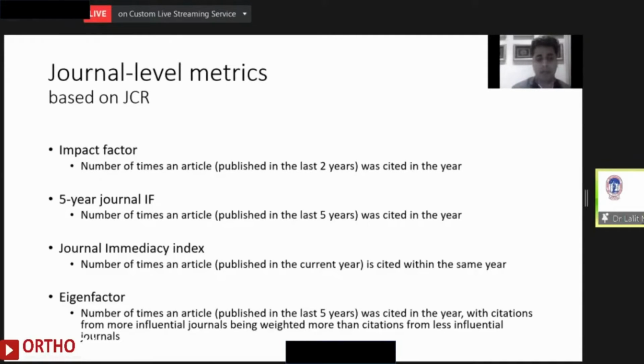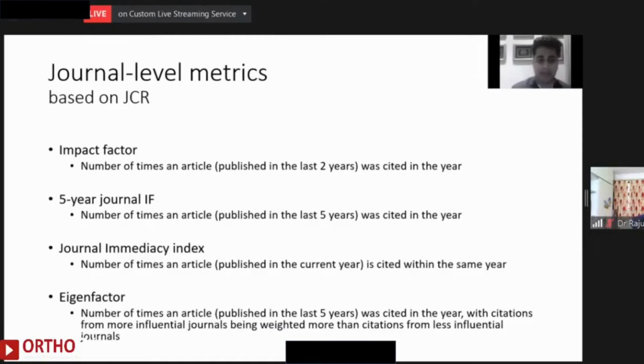There's also something called the journal immediacy index, which is the number of times an article published in the current year is cited within the same year. So it's something which is like hot. Like, for example, you'll have a lot of articles on the coronavirus, which will be citing other articles on coronavirus, again all of this year.